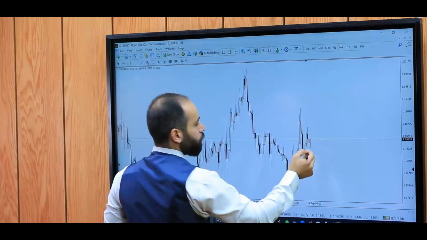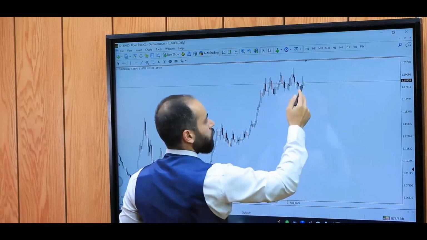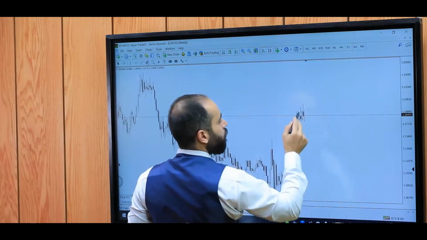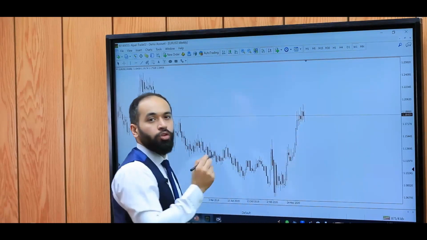Do you see? One 4-hour candle. Now 6 4-hour candles make 1 daily candle. 4 or 5 daily candles, 1, 2, 3, 4, 5, make 1 weekly candle. Guys, the weekly candle closed as a doji. Remember, we talked about doji candles.